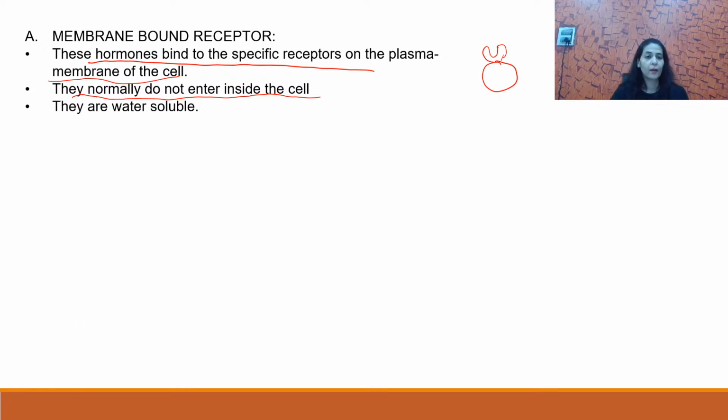They are water soluble. Now, a very important application based question could be asked. Here you need to use your knowledge of the structure of the cell. This is the electron microscopic structure of the plasma membrane, isn't it? What am I drawing here? This is the phospholipid bilayer.